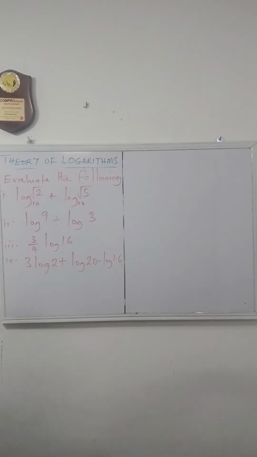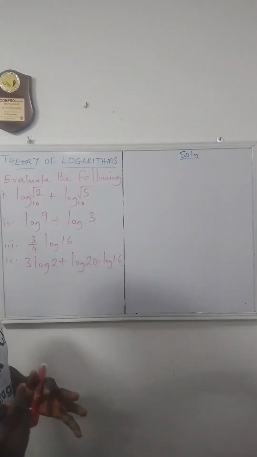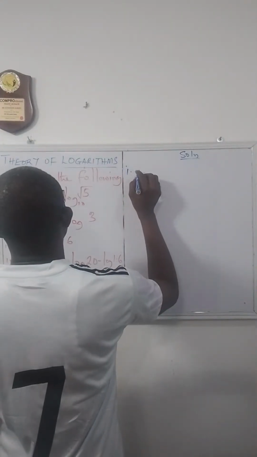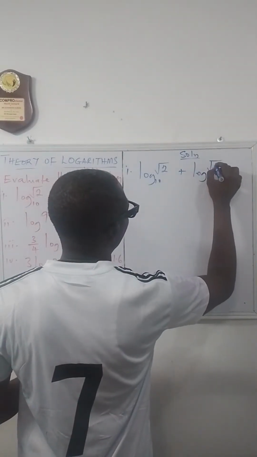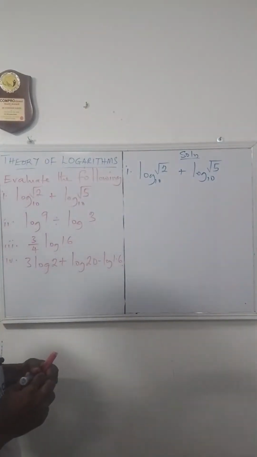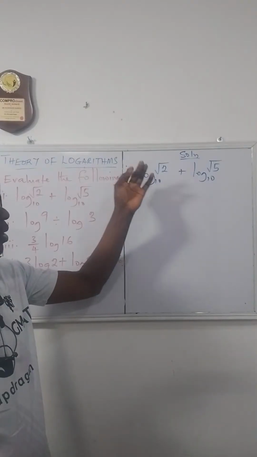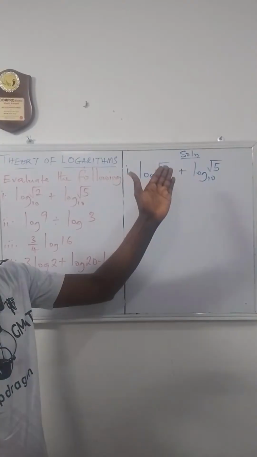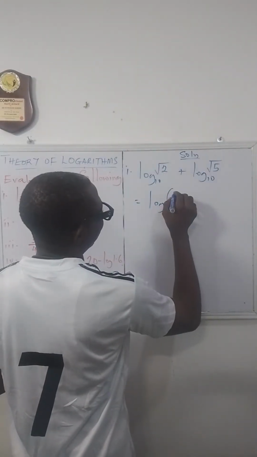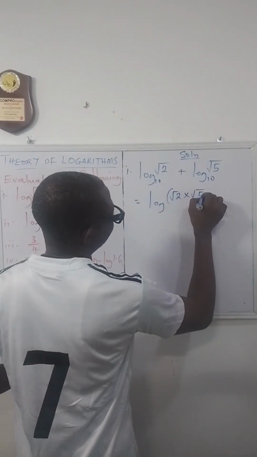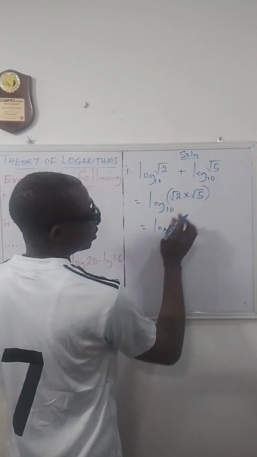All right. So now let's start with the first one. Don't forget, we are going to be applying the laws of logarithms that we just learned. So the first one, you have to evaluate logarithm of square root of 2 base 10 plus logarithm of square root of 5 base 10. Now look at this. This is the first law given. Logarithm of m times n gives you logarithm of m plus logarithm of n. So this will turn to logarithm of the product, so we have square root of 2 times square root of 5 base 10. Okay, so now this gives you logarithm of 2 times 5, which is 10.